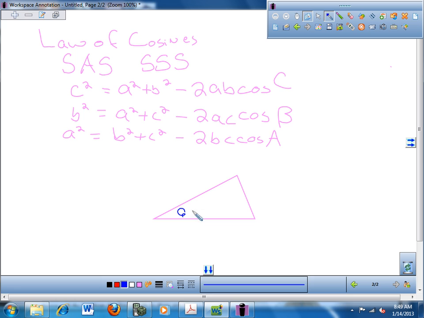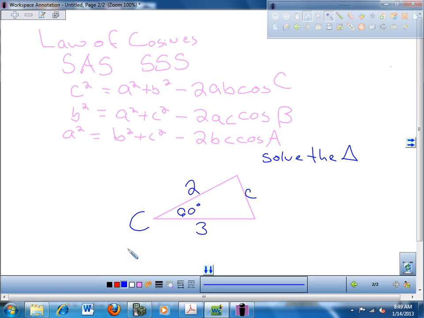This is 60 degrees. And even though it doesn't look like it, we'll call this side 2. And we'll call this side 3. And they will say solve the triangle, which means find all the sides and all the angles. You've done this before? Yeah, probably in geometry. So this is the side we're going to look for first. Let's call this side C. Let's call this angle C. Let's call this A. Let's call this B.